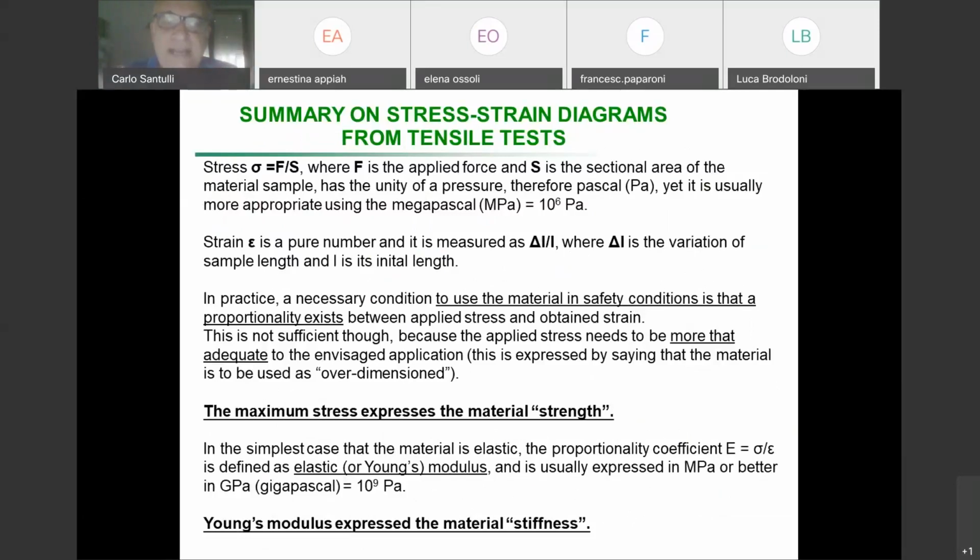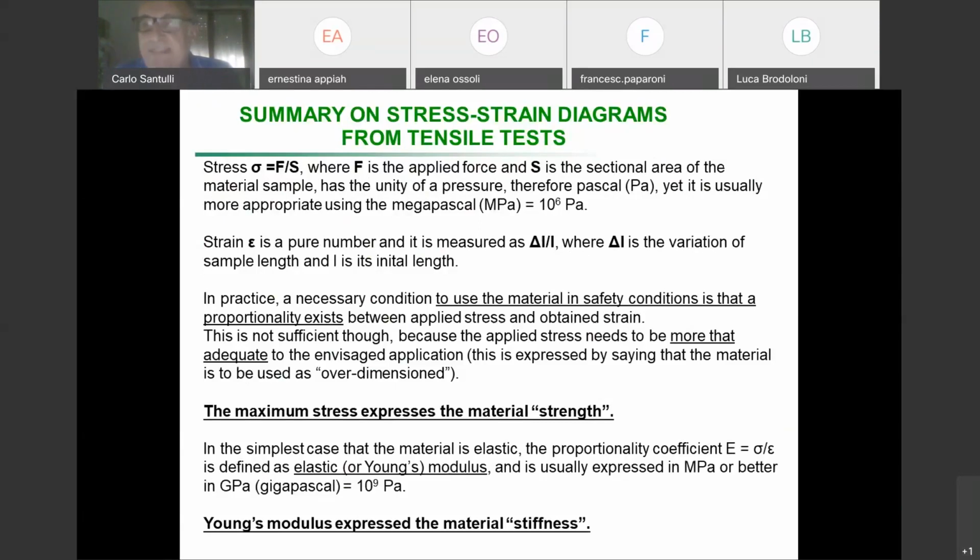I summarize the information we can get from the stress strain diagrams. So the stress is the ratio between the force and the sectional area, and the units are like a pressure. Please, again, don't be offended by that. These are very simple things, but we need to be clear that we all know that, to talk a little bit further about materials and about material research.